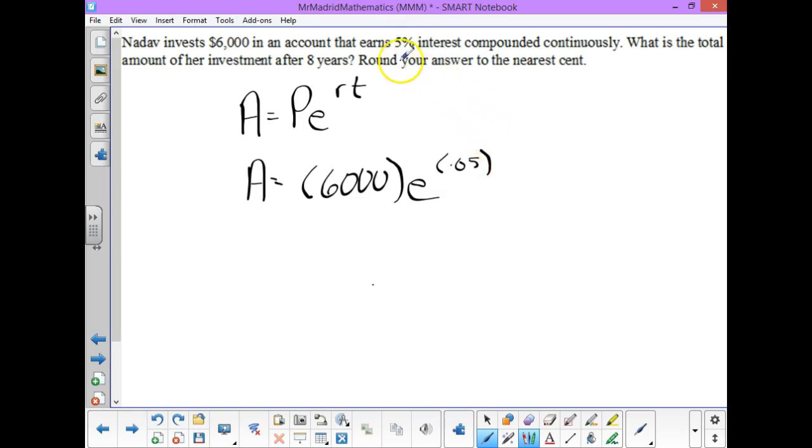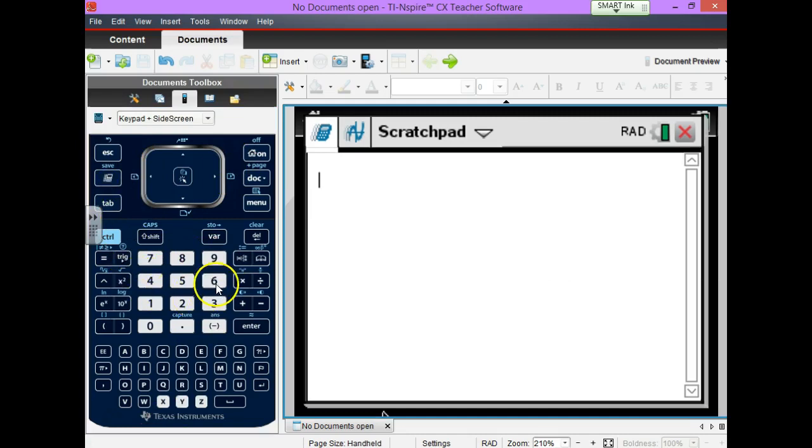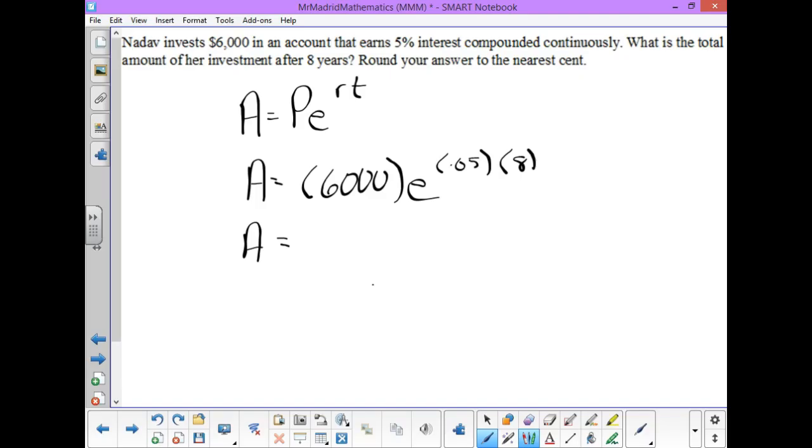And what else do they give us? They give us t, which is 8, and t is measured in years as a unit. Alright. So what else needs to be done here? Pretty much a calculator, right? So let's go and do that here. 6,000. So I'm going to hit this button there. Hit E. Take a quick peek here, and it's 0.05 and 8.